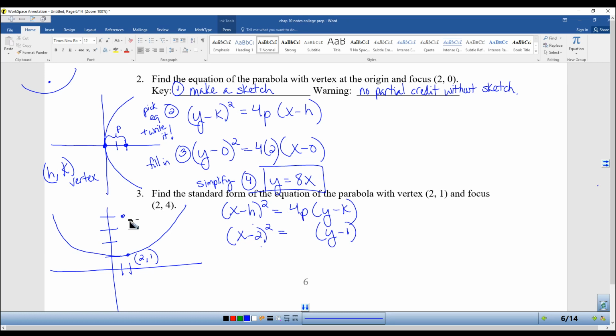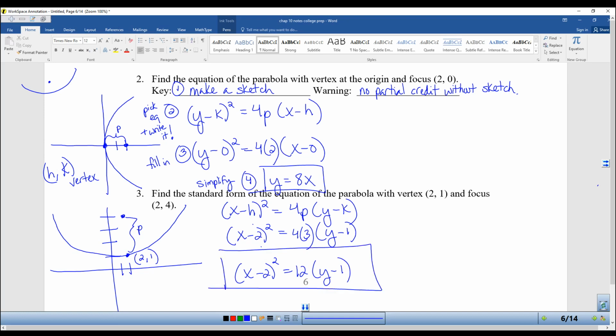And p is the distance from the vertex to the focus, which in this case is 3. And because it's an upward parabola, it's a positive 3. And you are not required to simplify this any more than this. This is considered the standard form of this equation. (X minus 2), the quantity squared, is equal to 12 times (y minus 1).